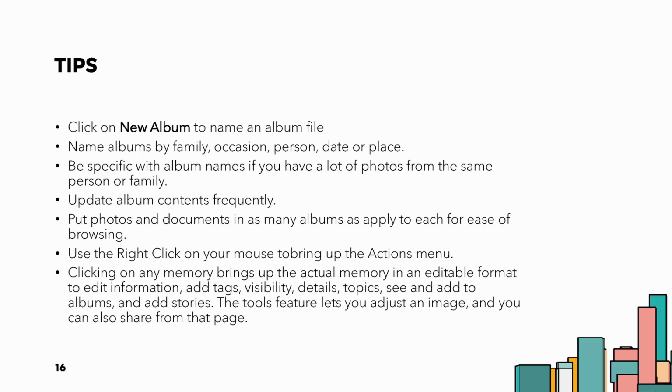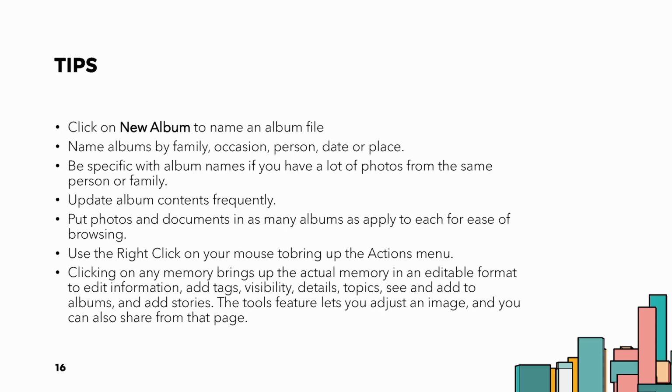So these are my super tips for doing things in the gallery. The first thing is, remember to click on new album to name your album file. That's all you have to do. Just click on new album, name the file, and then you've got a file. But when you do name a file, this is what I would suggest. Be very specific. Name them by family, by occasion, by person, by date, by place, by anything that identifies what you're putting in there really accurately, okay?